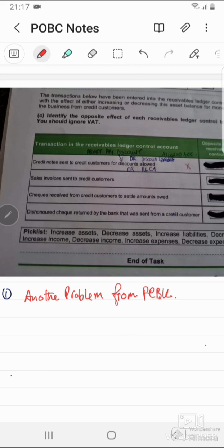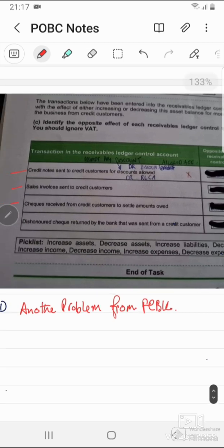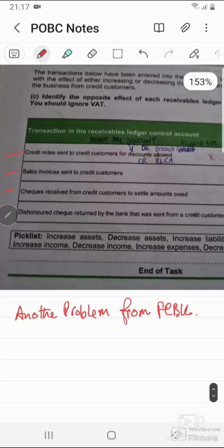Hi there, this is another problem from Facebook. This is just coming from a receivable ledger control account. There are four transactions happening in the receivable ledger control account. So what will be the opposite? That will be the opposite effect. The first one is a credit note sent to the credit customer for discount allowed.